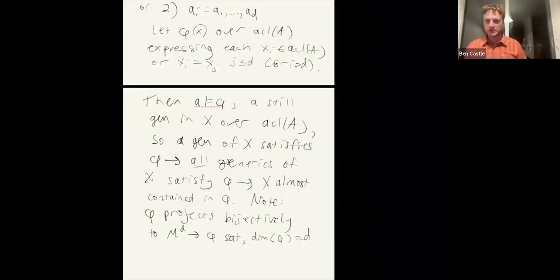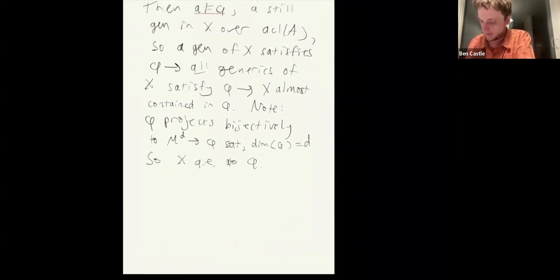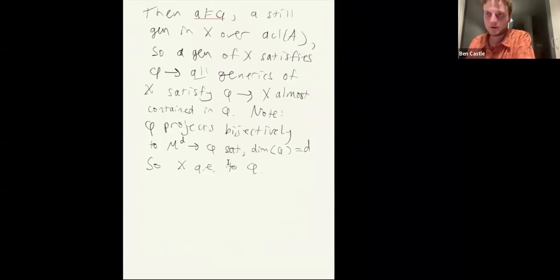And now I have 2 sets, they're both stationary, they're both dimension D, and one of them is almost contained in the other, and that means they're almost equal. Okay, so X is almost equal to just the solution set of phi. Great. Well, now phi is definable over equality.